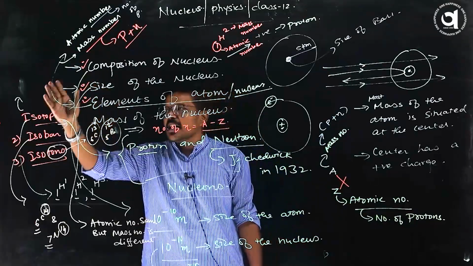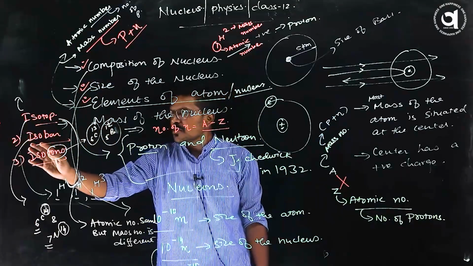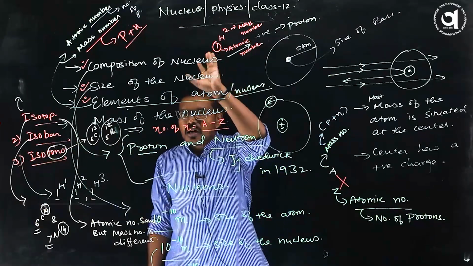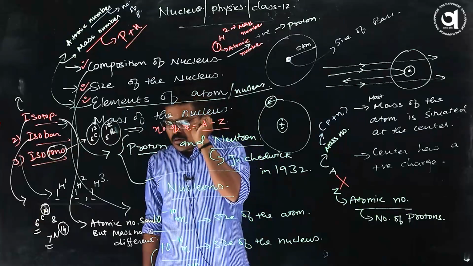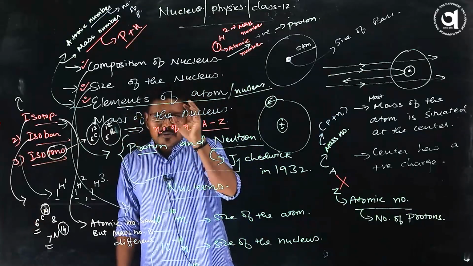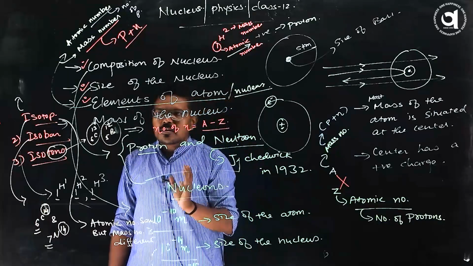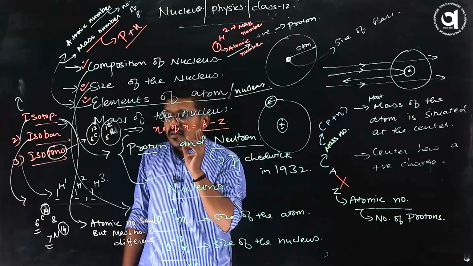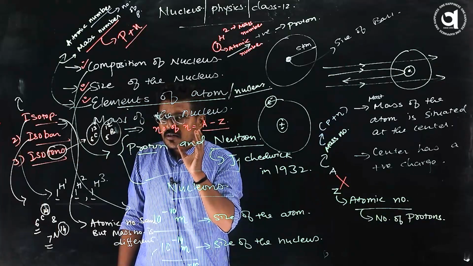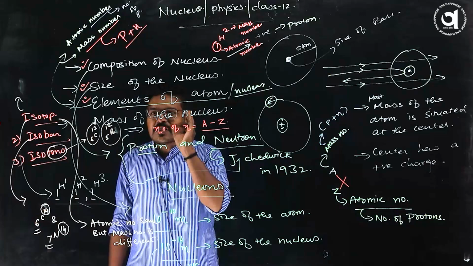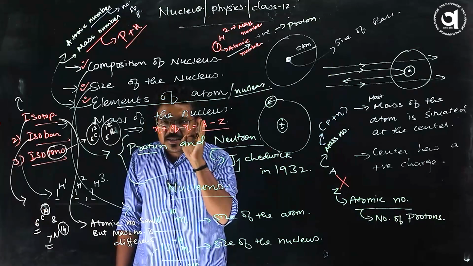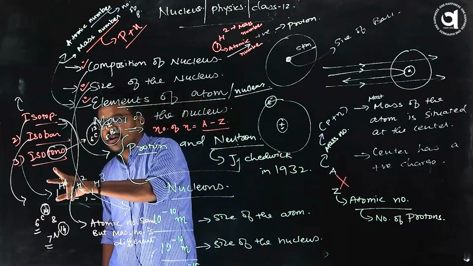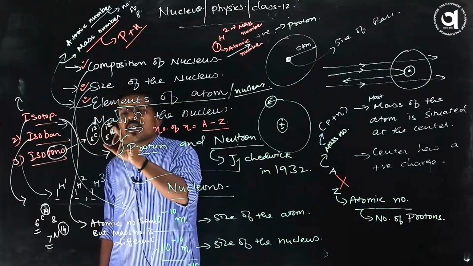And along with that we have also seen isotopes, isobars and isotones. What are isotopes? Isotopes are where the number of protons, or atomic number, is the same but the mass number is different. Isobars: the mass number is the same but the atomic number is different. And what about isotones? Their number of neutrons is the same.